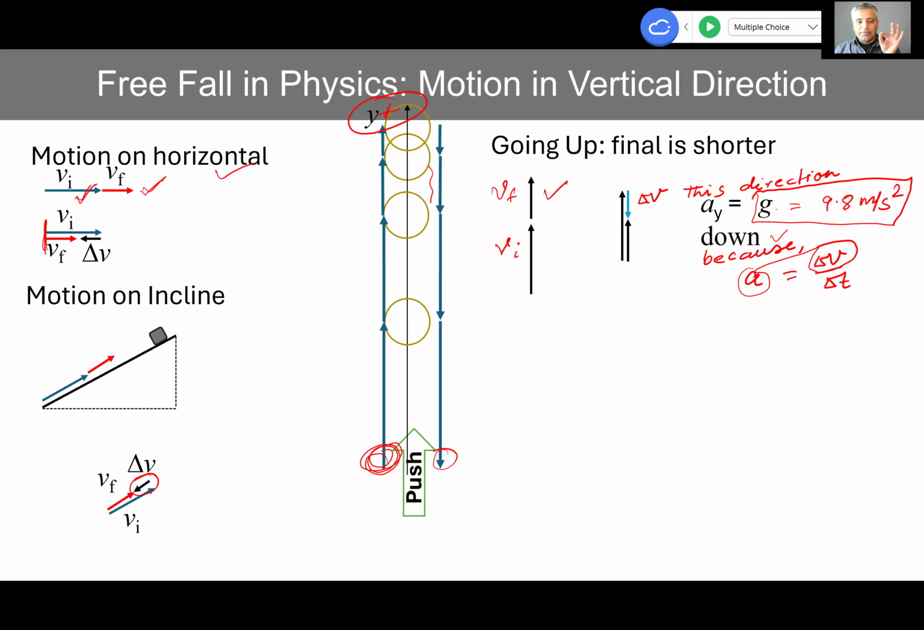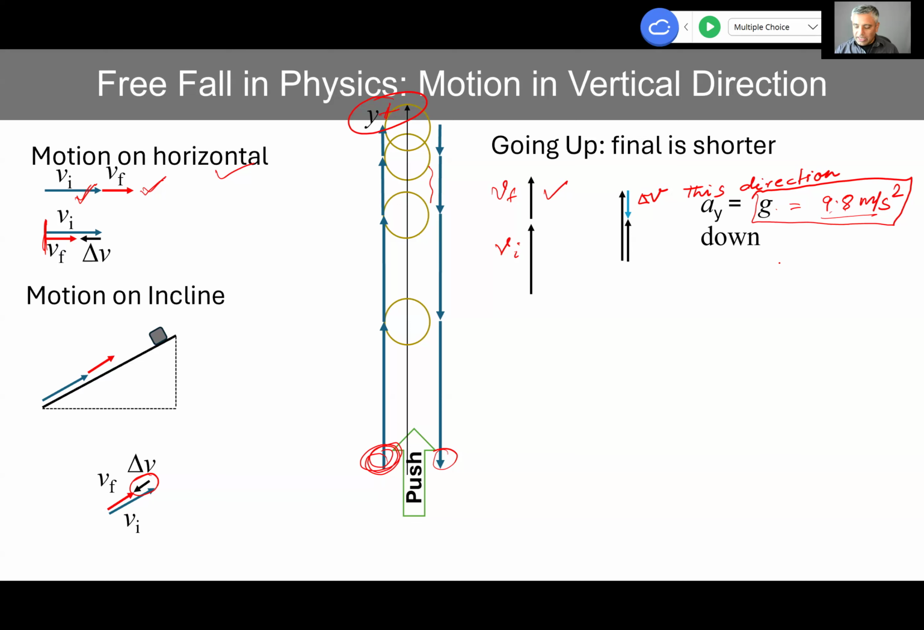So g does not have a positive or negative sign. g is this number, so you do not want to write g with a plus or minus sign. For a vector, in this case, acceleration is a vector, meaning it has direction. And that we are writing here as down. See here? We wrote down.